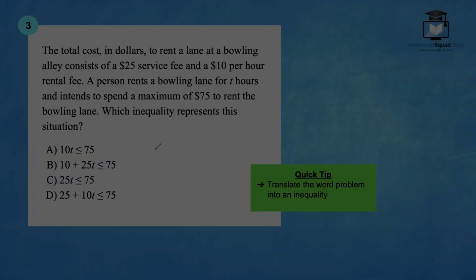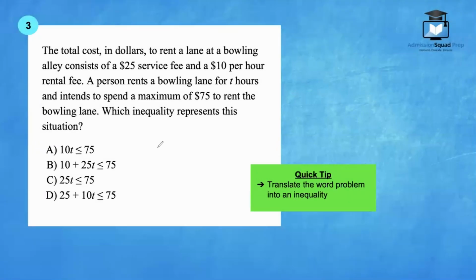Let's continue. The total cost in dollars to rent a lane at a bowling alley consists of a $25 service fee and a $10 per hour rental fee. A person rents a bowling lane for T hours and intends to spend a maximum of $75 to rent the bowling lane. Which inequality represents this situation?